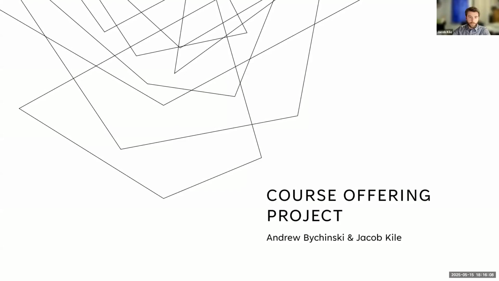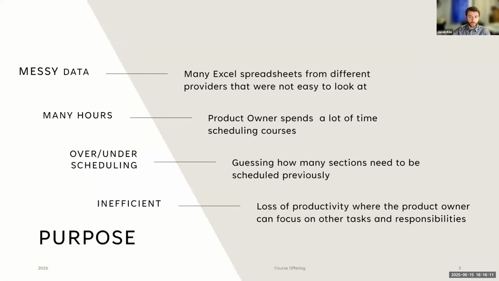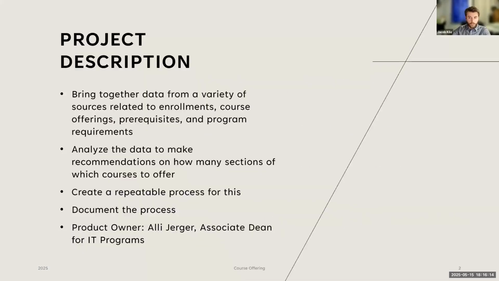To go into what our project was, the goal of our project was to decide how many sections of each course should be offered in a given semester. Currently, what each dean of students has to do is sort through all the different Excel files, doing manual checking, reviewing all the different spreadsheets, trying to make sense of what could be very inconsistent data. So we wanted to take that time-consuming process and make it into something that is not as time-consuming, and it can be repeated year after year for ease of use.